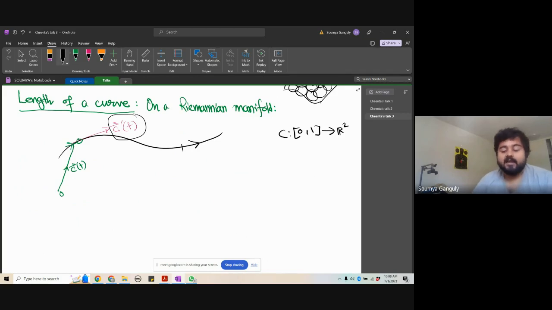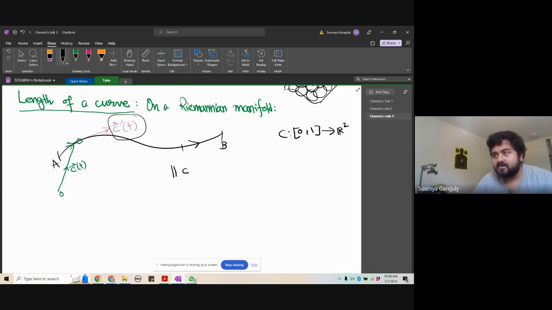Then we all know how to calculate length, right? If we talk about this R2 setting, what is length? The length of the curve is basically, if the ant goes from A to B, the distance traversed by the ant from A to B. And how do you go there?